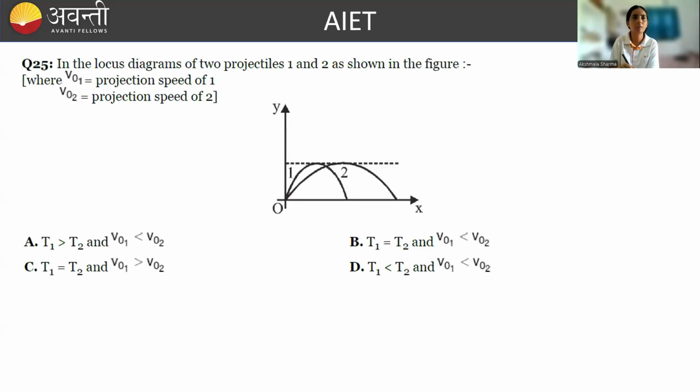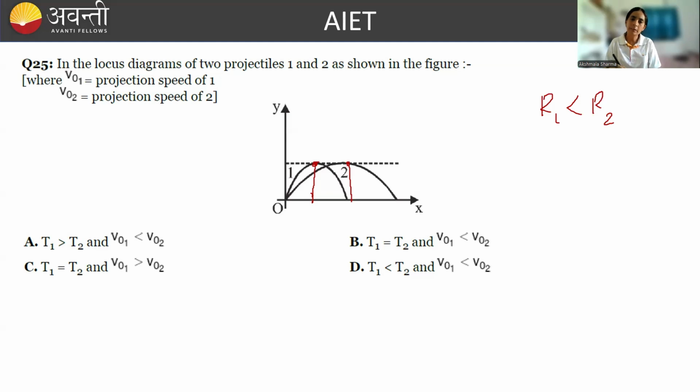Now let's do this question. In the locus diagram of two projectiles, 1 and 2 as shown in the figure, where V01 is the projection speed of 1, V02 is the projection speed of 2. We have to compare their time period and also their value of initial velocities. So let's look at the diagram. If you see the diagram, both have the same height, and the range of 1 is less than the range of 2. These two pieces of information we have.